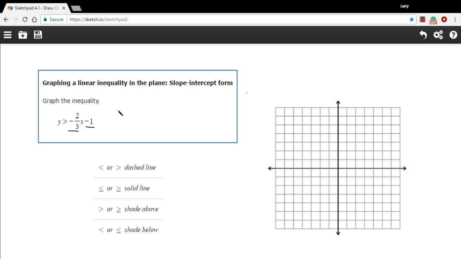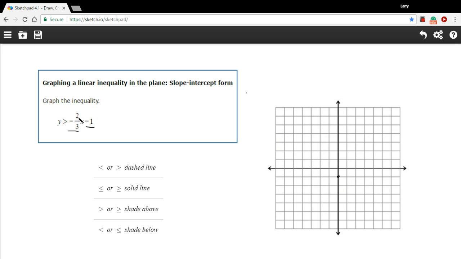So how do we go about graphing an inequality in the plane? Well, first of all, you want to graph this like it's a line. So think of this as y equals negative 2/3 x minus 1. And we'll graph that. So I've got the y-intercept is negative 1. I can put that down as a point. So that's the y-intercept. And then we've got a slope of negative 2/3.